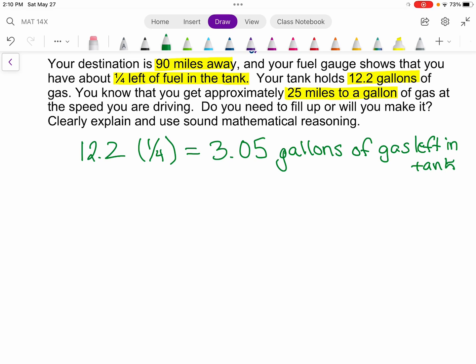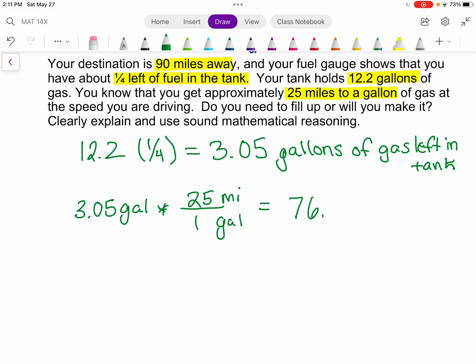Okay, well, we're given a unit rate. We're given 25 miles for 1 gallon of gas. So for each gallon of gas that I have, I can drive 25 miles. So given that I have 3.05 gallons left, if I multiply that by my 25 miles per 1 gallon of gas, I would find that I'm only going to be able to make it about 76.25 miles.